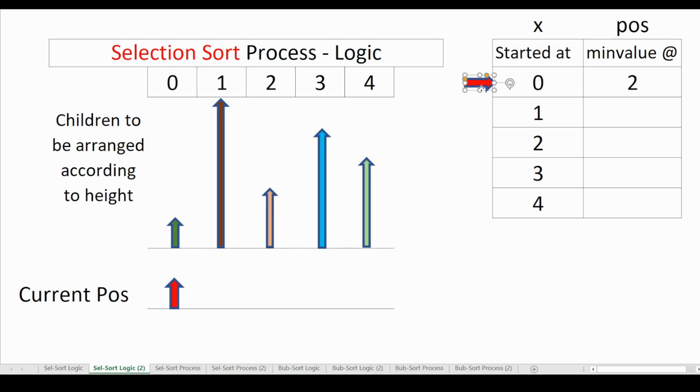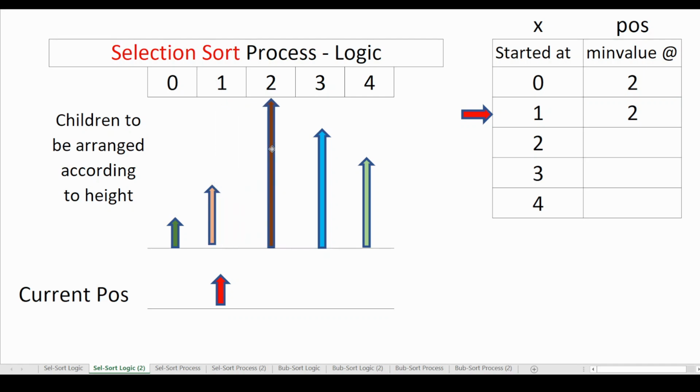Now I go and stand beside child number 1. From position number 1, I figure out where is the shortest child. The shortest child is on position number 2. Let me write position 2 here. I started from 1 and ended up at 2, so I swap position number 1 and 2. The positions are swapped.